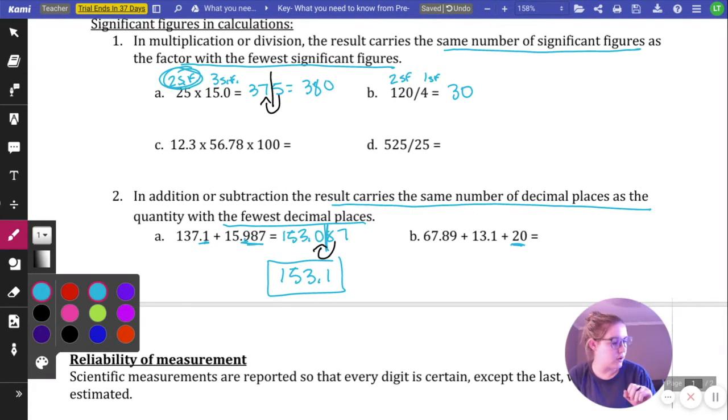For this one, I have 67.89 plus 13.1 plus 20. If I just plug it into the calculator, I get 100.99. I have 67.89, which has 2 decimal places. This one has 1. This last one has 0. That means my answer should have 0 decimal places. So my answer is 101.